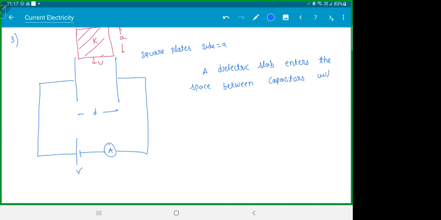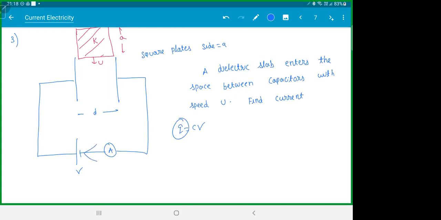Tell me one thing, if the dielectric goes inside the capacitor, what will happen to the capacitance? Increase or decrease? Anyone? If you put a dielectric inside a capacitor, what happens to the capacitance? Sir, it increases, right? So if the capacitance increases, what will happen to the charge? Increase. If the charge is increasing, doesn't it mean there's a current flowing?